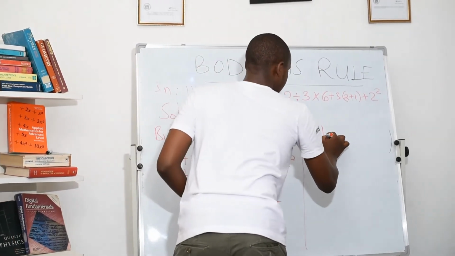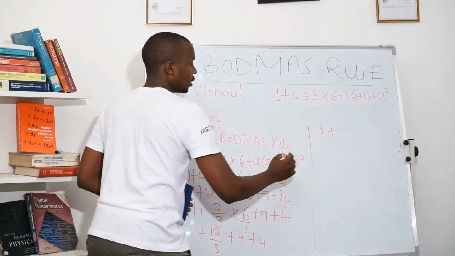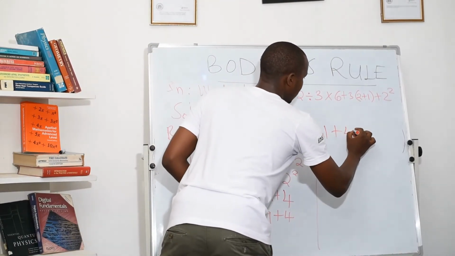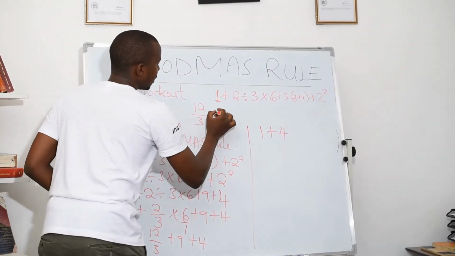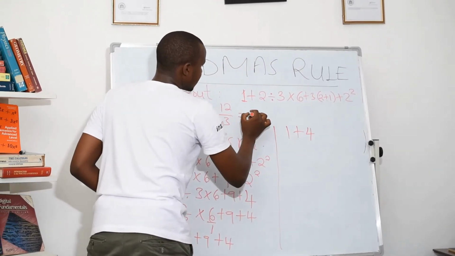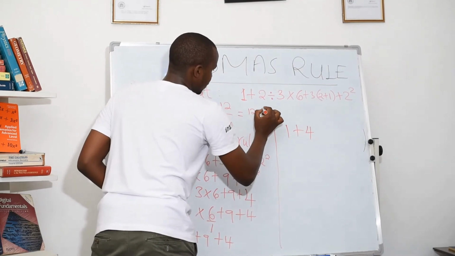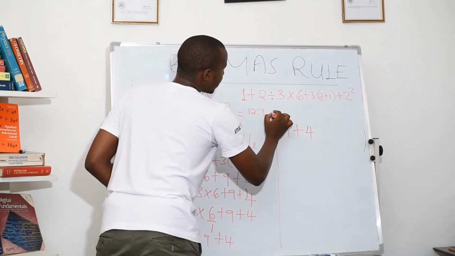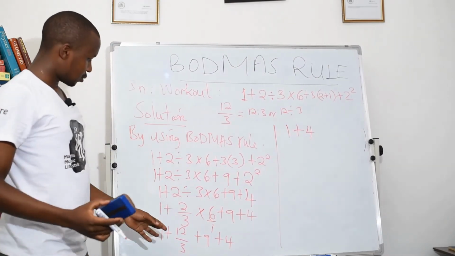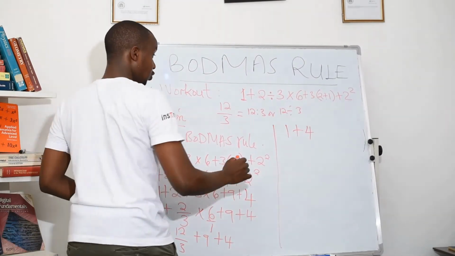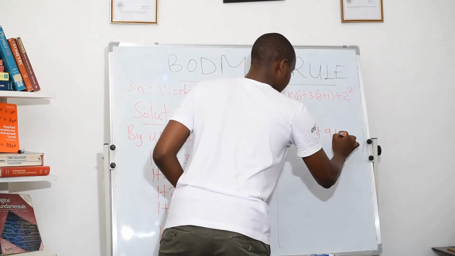It is 1 plus, so 12 divided by 3 is 4. Because when we say 12 over 3, writing this is the same as writing 12 divided by 3. So it's the same concept. So here we get the 4. Now we plus 9, we plus 4.